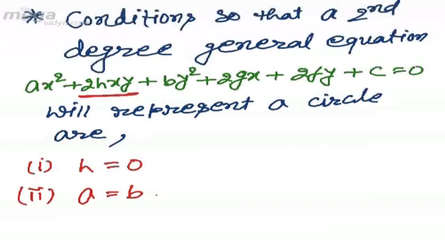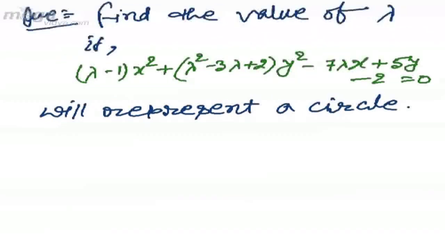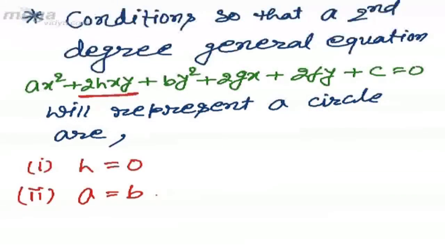Here the situation is what? This general equation will represent a circle if and only if a equal to b and h is equal to 0. That is, there is no term which includes xy and the coefficient of x square equals the coefficient of y square. In this given situation, we can see here there is no term including xy. That is, the first condition is satisfied.